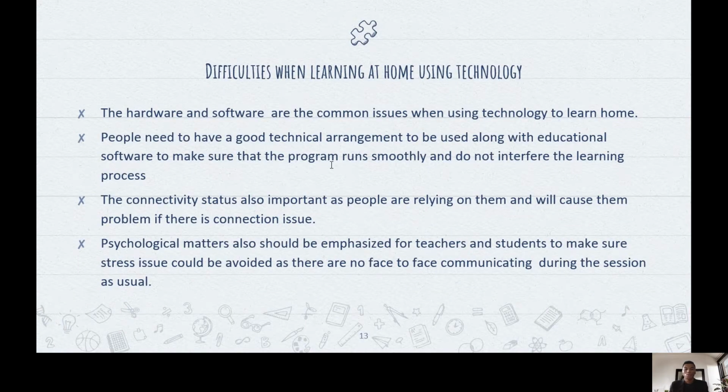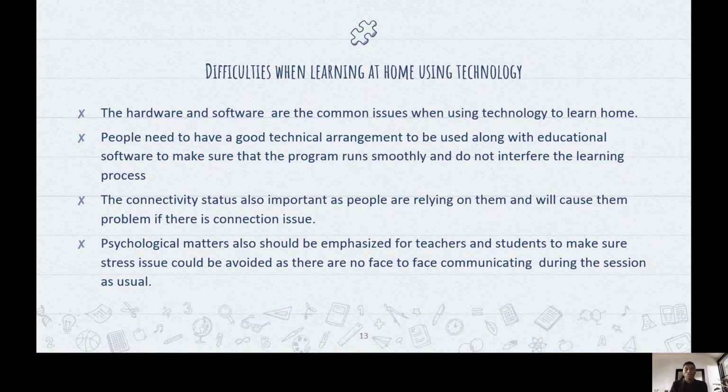While we are learning at home, for sure we will face difficulties to make sure that online learning happens. The main issue is hardware and software problems. This means that people need to have a good technical arrangement to be used along with the educational software to make sure that the program runs smoothly and does not interfere with the learning process. Other than that, people need to be aware of the connectivity status because people rely on the connection, and without a good connection, people will have problems connecting to the platform or system.